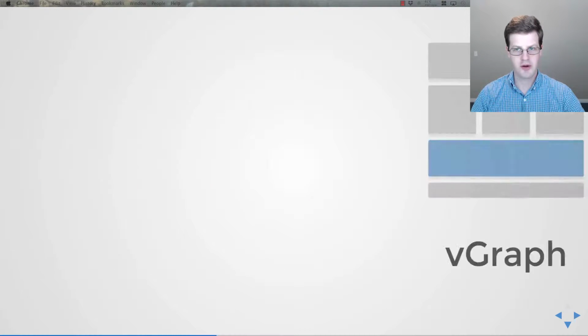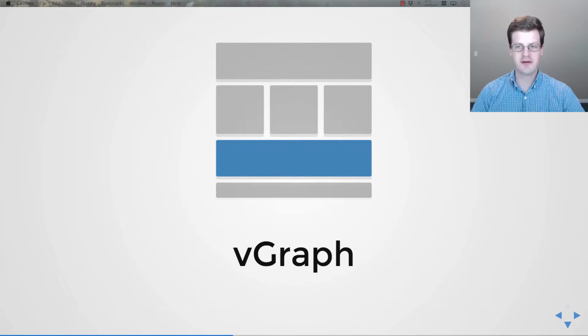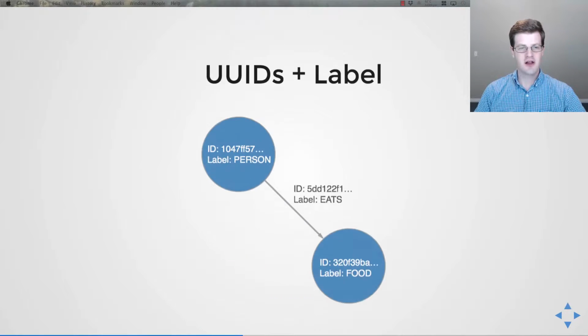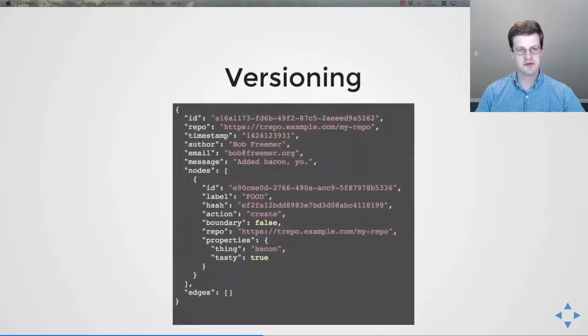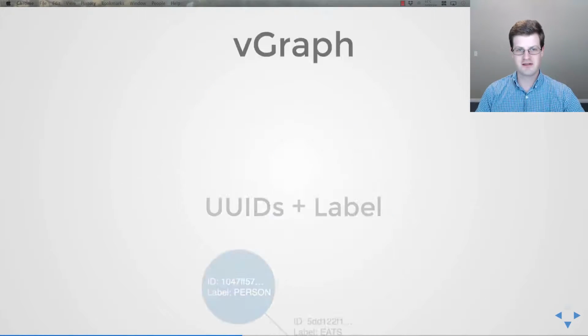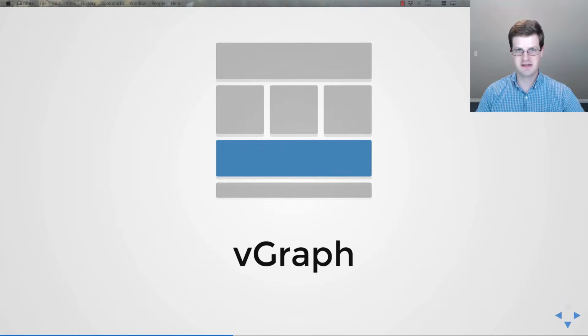So we talked about property graph last time. vGraph, all I have is the UID labels, repos and boundaries, and versioning, and that's it. I may want to do more, but it is an overview. I'm not sure.